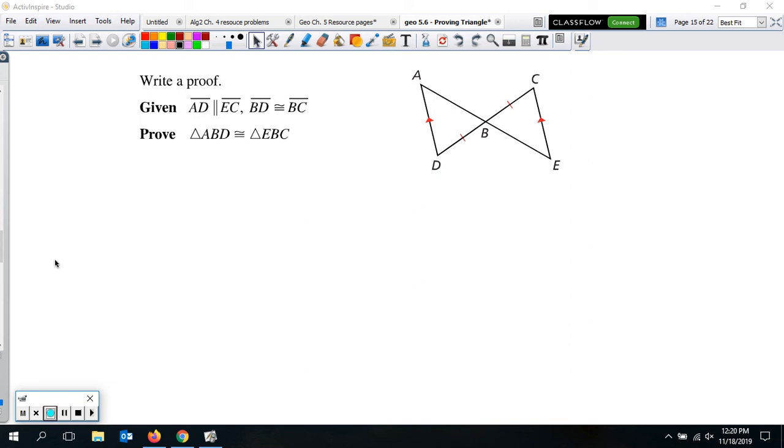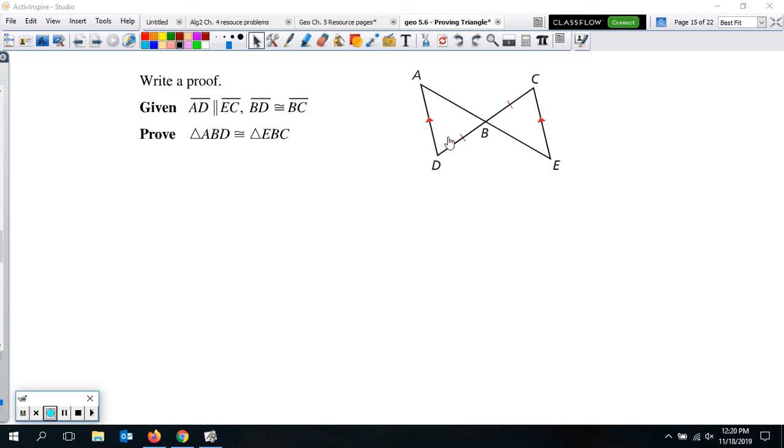All right, so now we're going to get into our proofs. We've seen proofs before using SSS, using HL. Now we're going to be using the angle, side, angle, angle, angle, side to help us prove things. In our given here, it does show us that we have some parallel lines with the marks there. They show parallel, and we also have a congruent side. What else could we use here to figure this out?